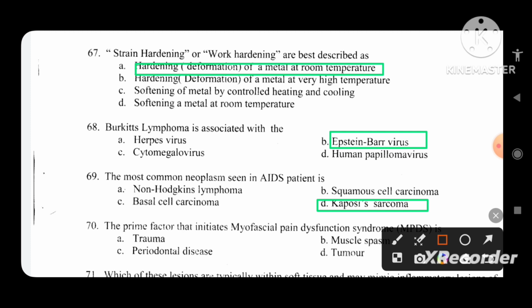The prime factor that initiates myofascial pain dysfunction syndrome. Trauma, muscle spasm, periodontal disease, or tumor. And the correct answer is trauma. The prime factor that initiates myofascial pain dysfunction syndrome is trauma. Okay.